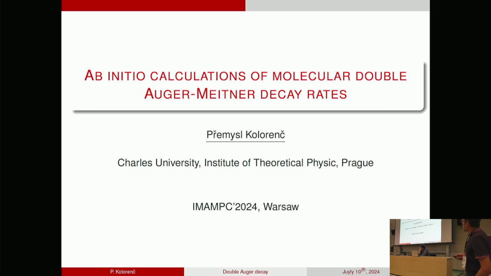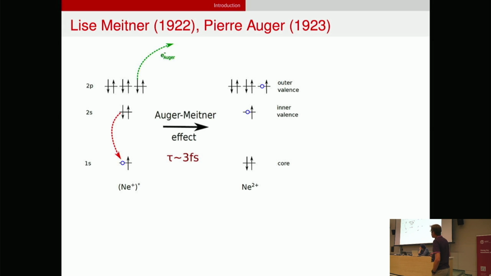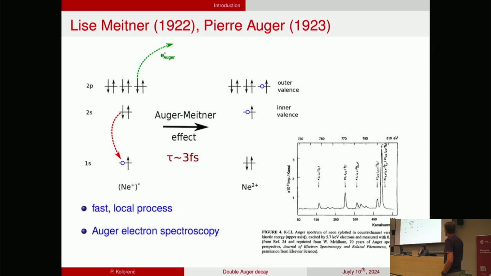And the topic of my talk is molecular double Auger decay. So I guess we all know what Auger decay is. Consider a neon atom, you create a core hole, and there is a lot of energy available. So in a very fast process, the core hole will recombine and another electron will be ejected to the continuum.